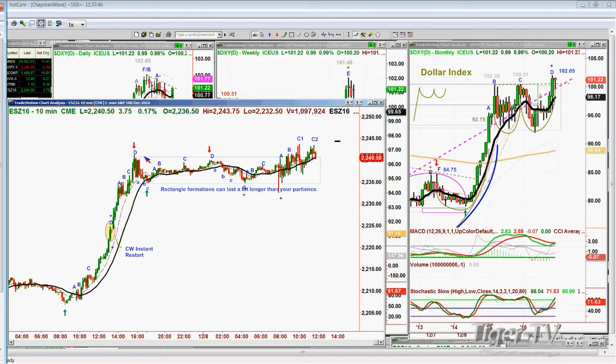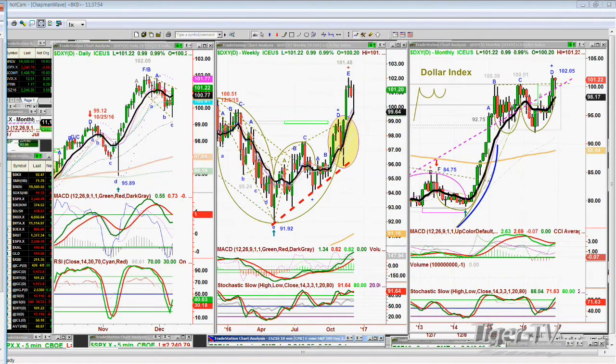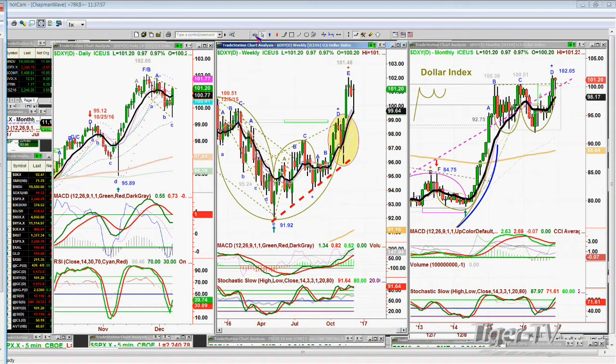I think that much of the move has been done, and I do anticipate that we probably will get something like a doji candle, making tomorrow's action really important, looking out for next week. All right, now let's get back to the nitty-gritties.